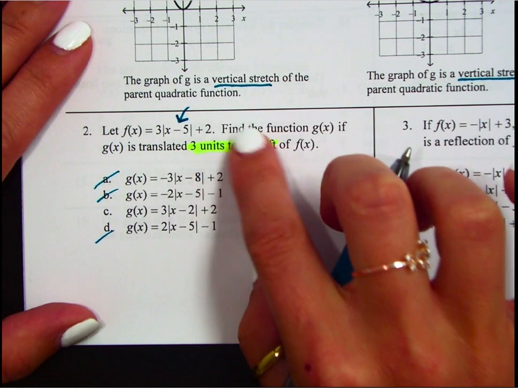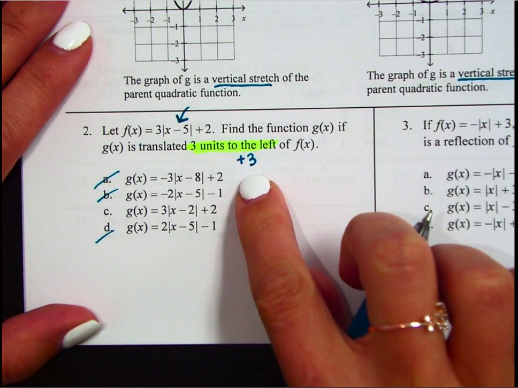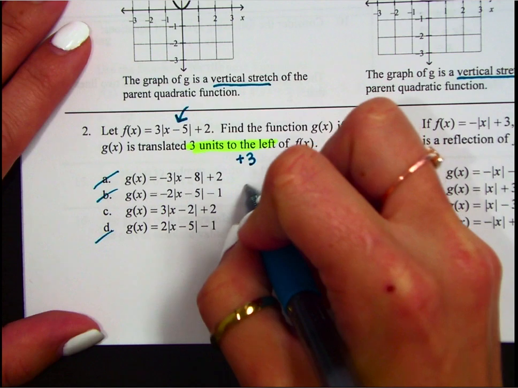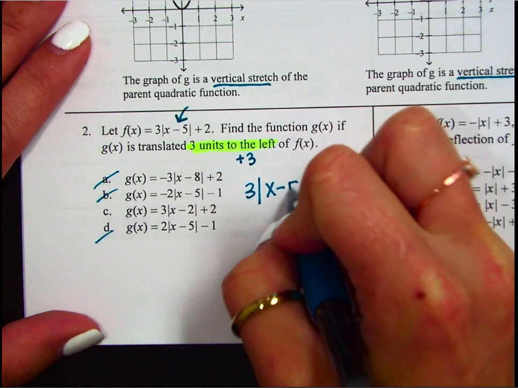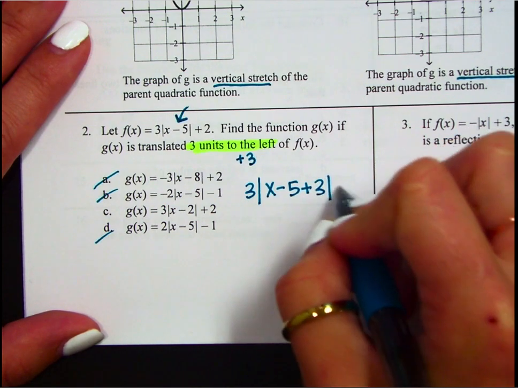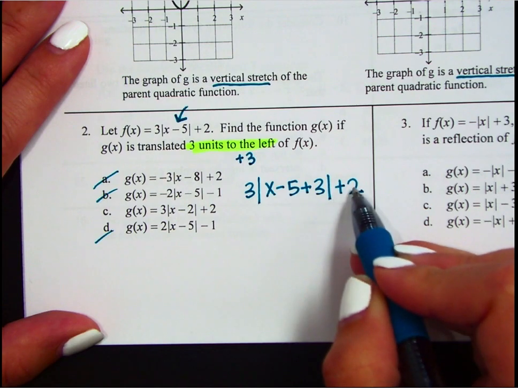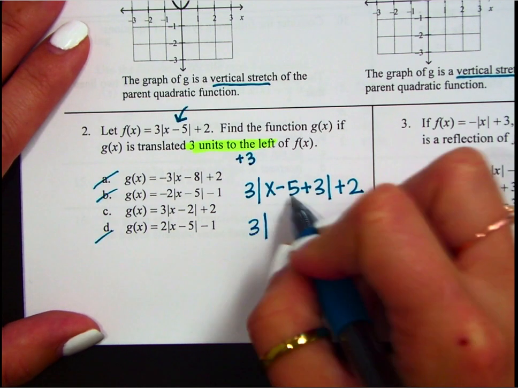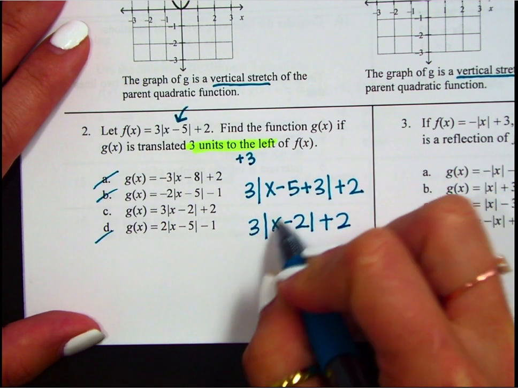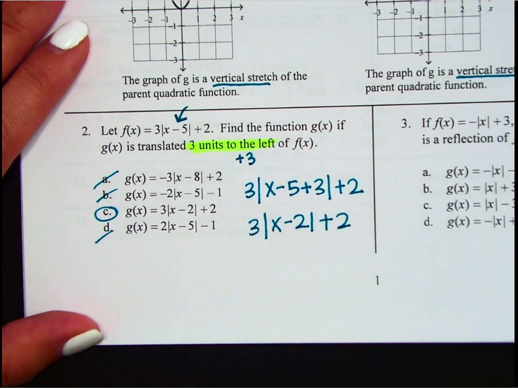And then 3 units to the left, actually, when you're moving left and right, is going to change sign. So we're thinking minus 3, but it is actually plus 3. So now inside, we're going to go from minus 5, and we're going to add 3 to that. Right? See how the 3 stayed on the outside, plus 2 over here, and negative 5 plus 3 combines to give you this. So this is what we're looking for, and that would be C.